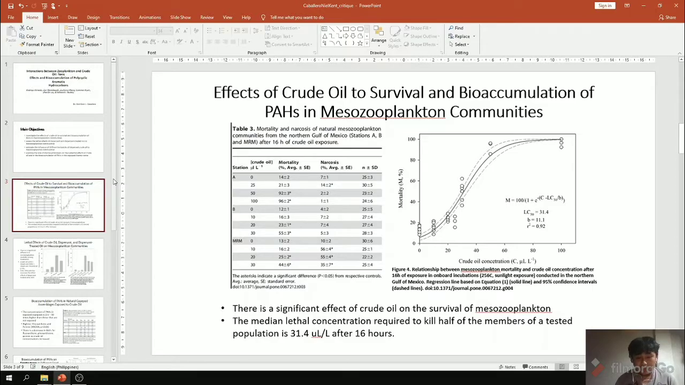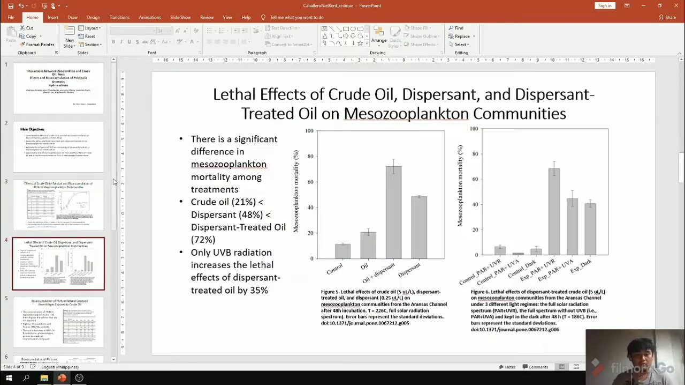So for the second graph, this tells us that the median lethal concentration, required to kill half of the members of a tested population, is 31.4 microliters per liter of seawater after 16 hours. So that's how lethal crude oil is to mesozooplankton communities.